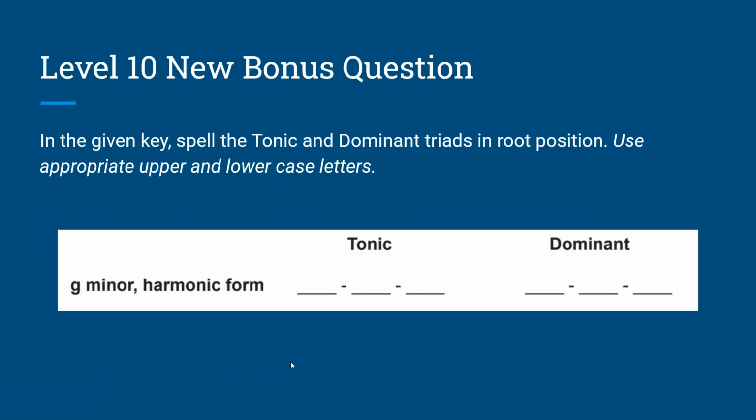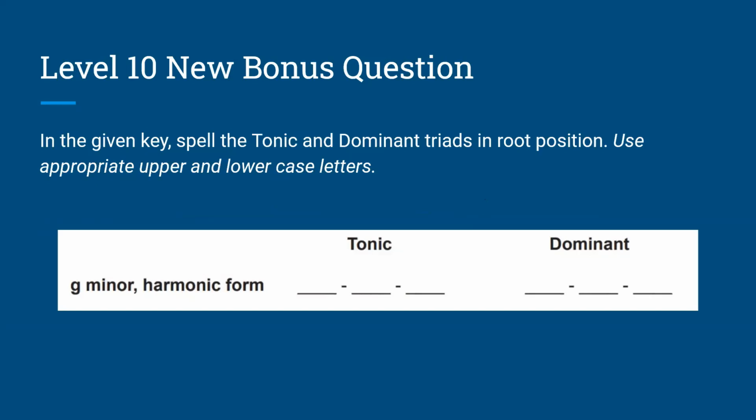It's going to look exactly the same other than that, though. So it will look like this. And if you've taught level 11, this should look extremely familiar to you, because like I said, the only thing we've done is take out the subdominant, which would normally be right here on the level 11 test. In the given key, spell the tonic and dominant triads in root position. Use appropriate upper and lowercase letters.